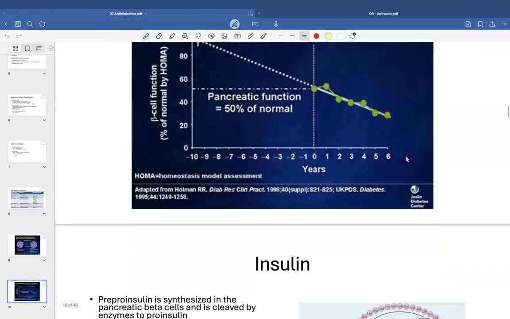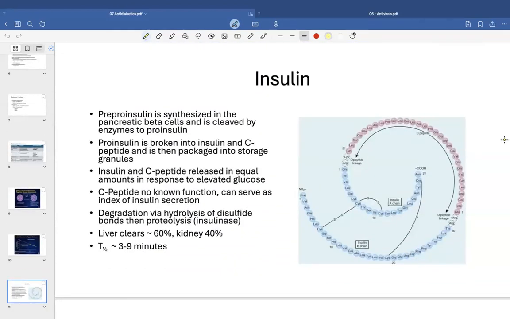So again, the key secretory product is insulin. Insulin, though, has a few steps in its life cycle. Basically, DNA codes for a protein called pre-proinsulin. That is what gets synthesized in the beta cells. So this is a precursor to the precursor of insulin. It is then broken down into insulin and C-peptide. That is what gets stored and packaged into granules and is prepared for secretion.